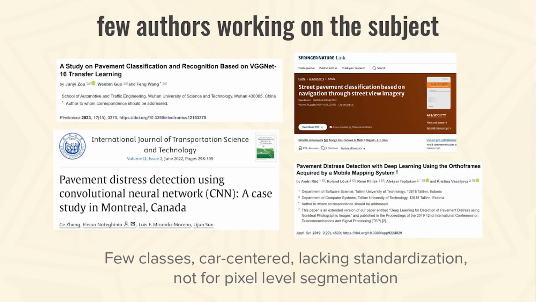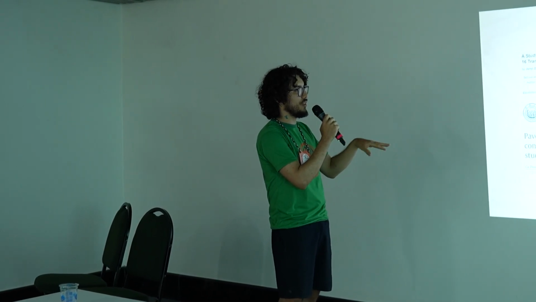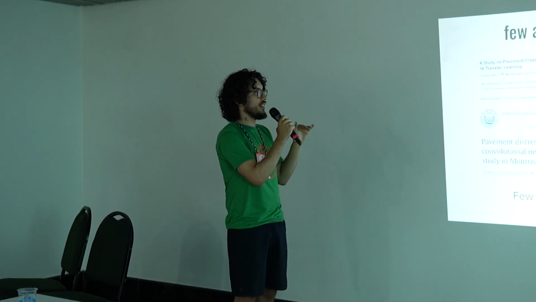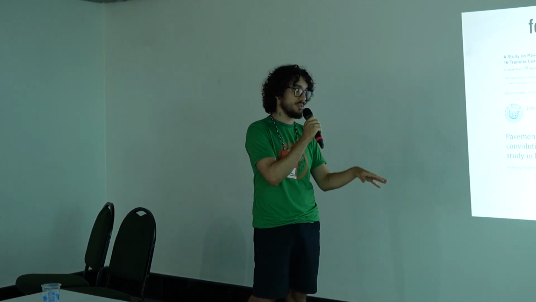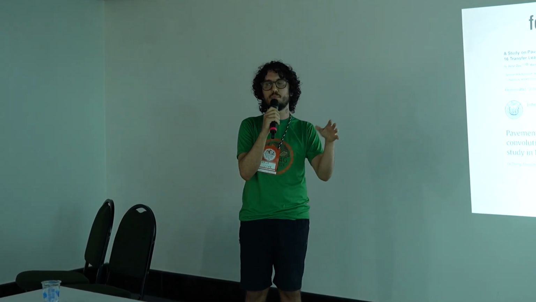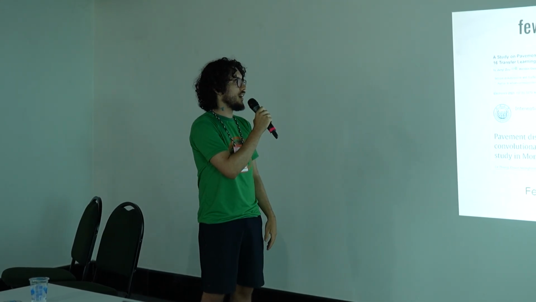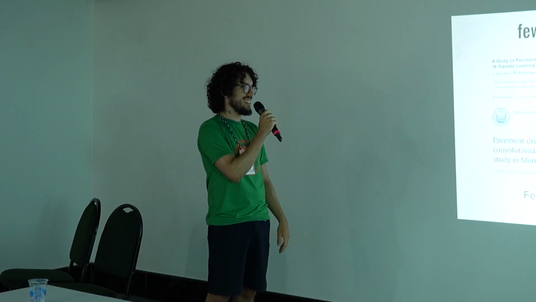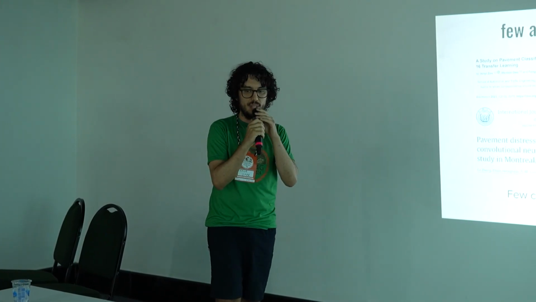Then when I started to read the bibliography, there are just a few authors on the subject, and they have many problems. They use few classes, it's all car-centered, so no classification of sidewalk pavements, just roads. Few classes is generally just paved and unpaved, and we know it goes far beyond that. It lacks any sort of standardization, and most of them didn't do pixel-level segmentation.